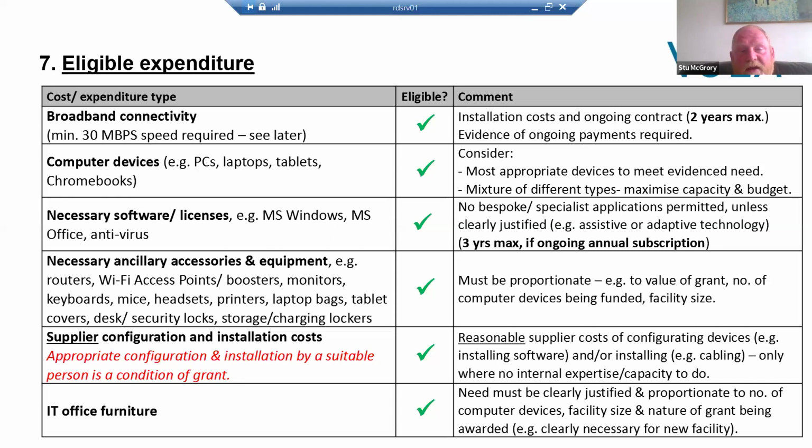You might need Wi-Fi access points or boosters, networking, all those kinds of things. You can get security locks to secure the computers to desks if they're going to be fixed. You can get those charging lockers if you're getting laptops. So you can get those kinds of things, but they need to be proportionate to the scale of the project you're doing and the number of computers you're getting.